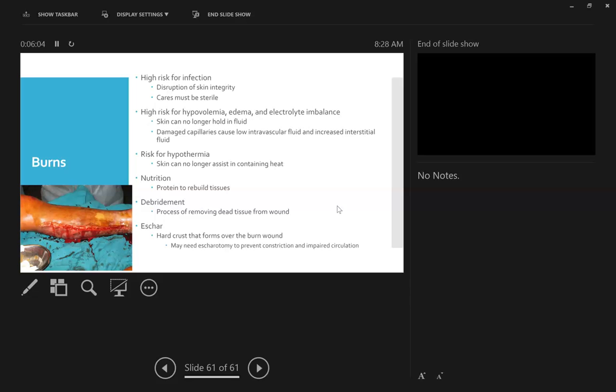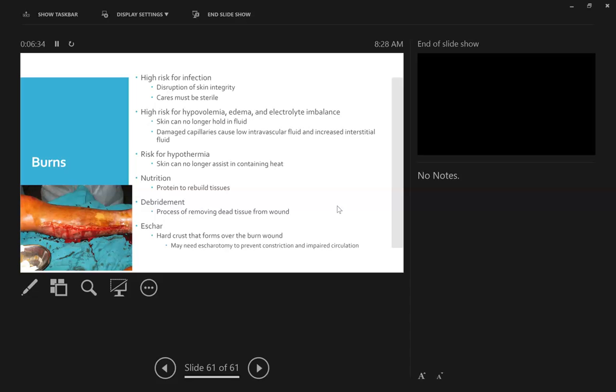Debridement is the process of removing dead tissue from a wound. So this is kind of the purpose of wound packing. When we go to pack wounds, and we've done that with the wet to dry dressing, it's so that when we take those dressings out of that wound, we're taking dead tissue along with it. So hopefully we get some bleeding skin, because that shows us that that wound tissue is alive underneath. Eschar is a hard crust that forms over a burn wound.